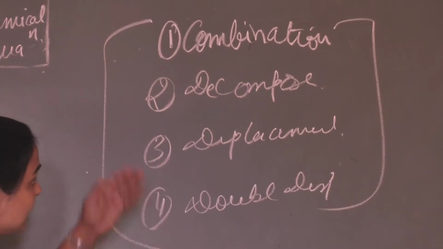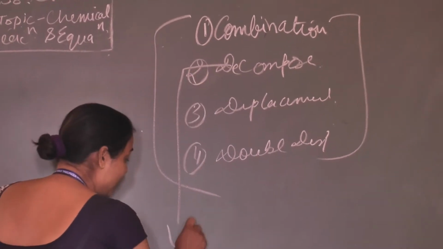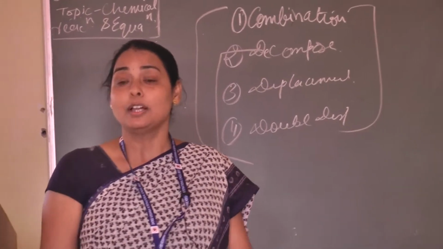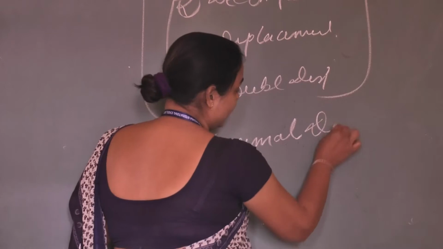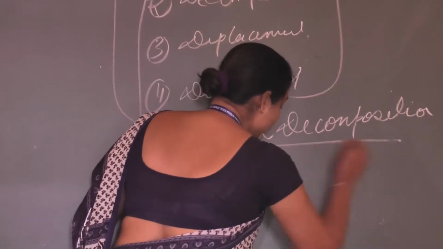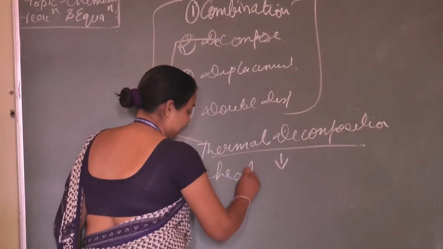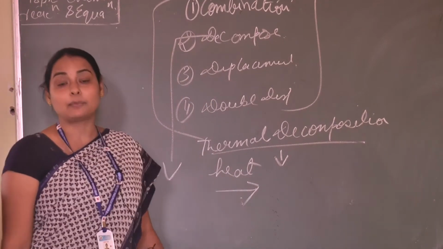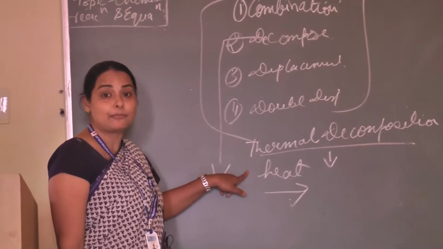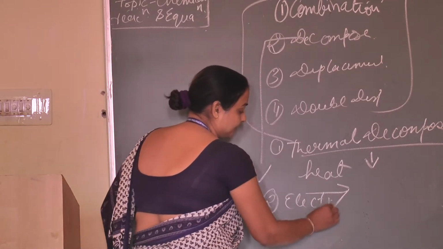Now, as we know, these are the 4 types of chemical reactions. Apart from that, decomposition reactions also consist of 3 types. The first one is thermal decomposition reaction. In this reaction, what exactly we have to notice is that thermal decomposition reactions always take place in the presence of heat. So thermal decomposition takes place in the presence of heat. Then comes the next, that is electrolysis.